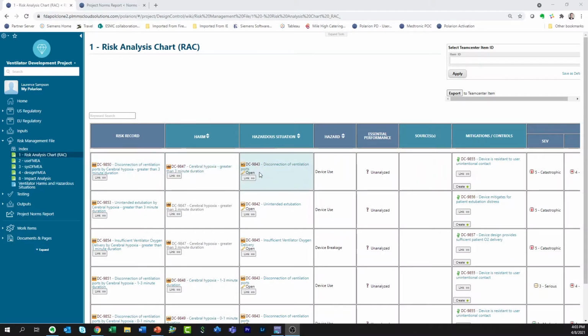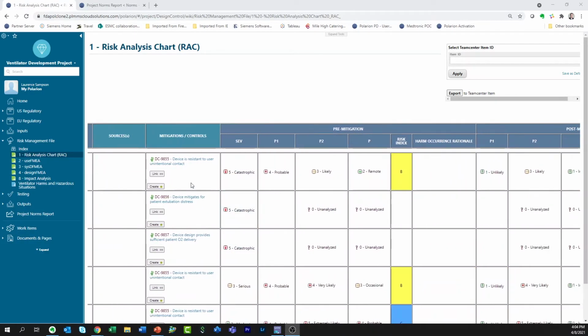So essentially, you're going to see this looks very similar, I'm sure, to what most people use in spreadsheets, where you have a risk record, and this risk record pairs one harm with one hazardous situation. And of course, we can reuse the harms and reuse the hazardous situations as we see fit. So this hazardous situation, disconnection of the ventilation port, leads to a harm or causes a harm that is cerebral, easy for you to say, hypoxia. And so if we disconnect the ventilation port, what that means is the patient doesn't get their ventilation, which could lead to brain damage, is really what we're saying here.